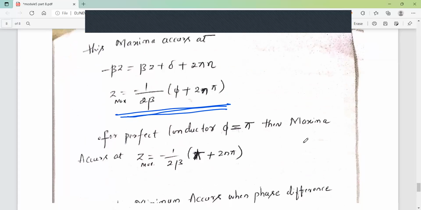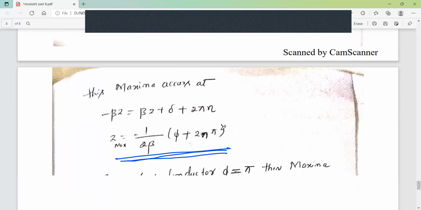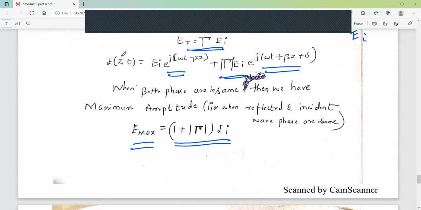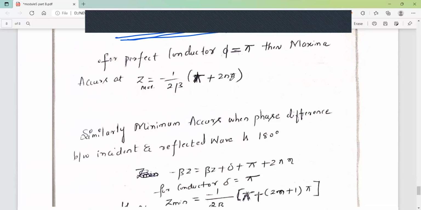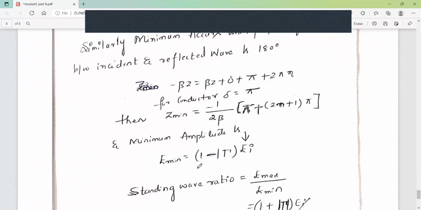Similarly, for the minima, we are just going to get 1 minus. You can see over here, to get the minima, EI and the reflected wave should be in opposite phase to each other. Their amplitudes should cancel each other. So E minimum we are going to get as E min equal to 1 minus reflection coefficient times EI.